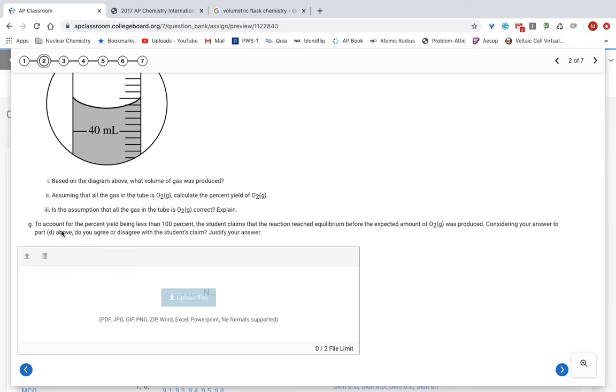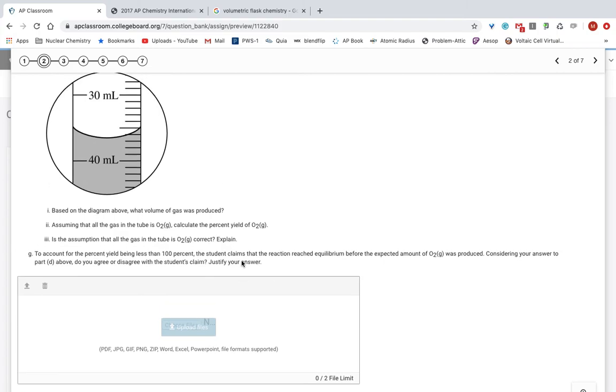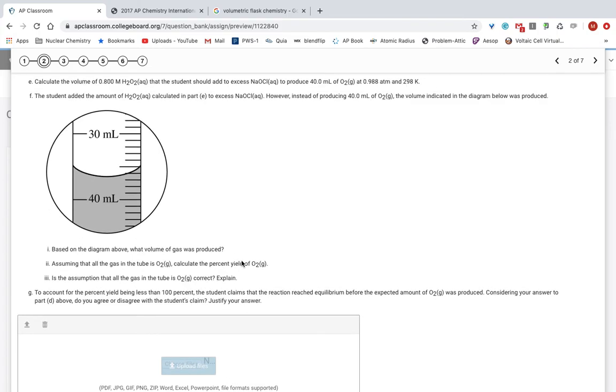And then letter G on there. To account for the percent yield being less than 100%, the student claims that the reaction reached equilibrium before the expected amount of O2 is produced. Considering your answer to the one above, do you agree or disagree with the student's claim? I would say no, since some of that is water vapor in there.